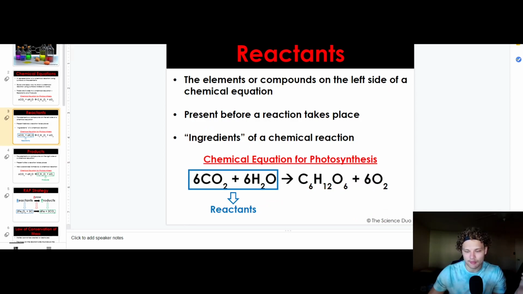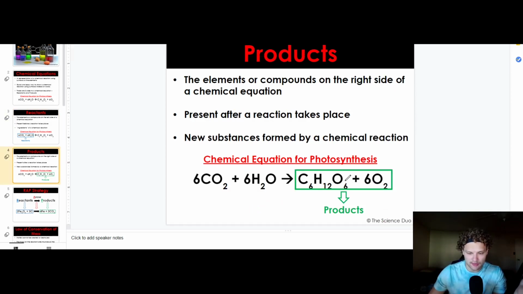Now let's find out more about the product side. The products are always going to be on the right side, or wherever the arrow is pointing. This is going to tell us the results of our reaction, and all the new substances that are formed in a chemical reaction. All right, so let's keep on keeping on.